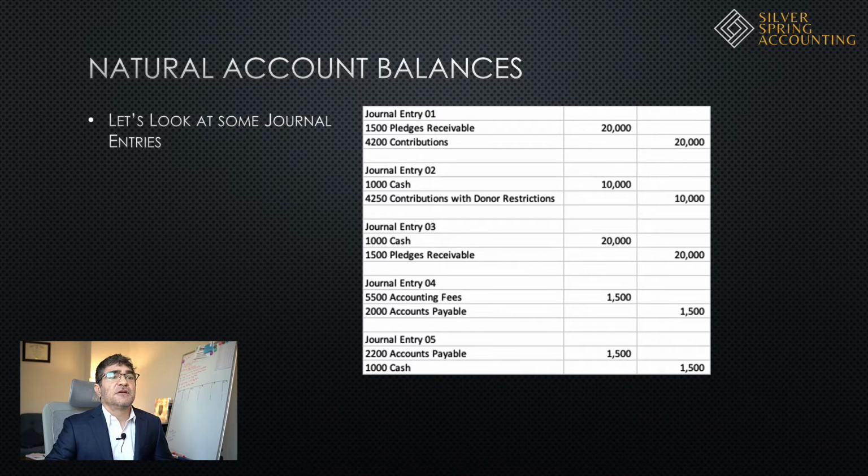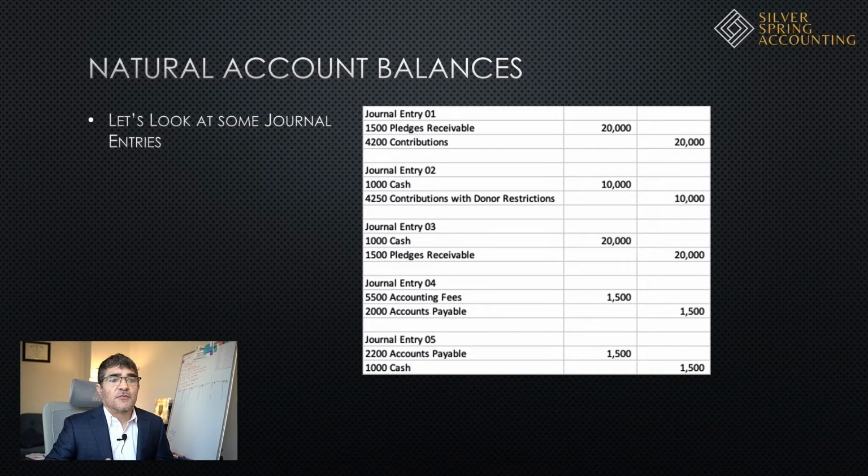Now, journal entry 3, we actually receive our pledge. So we receive the cash. What we're going to do is debit the cash. This increases that asset. And then we need to remove the receivable, so we're decreasing the receivable asset with a credit.